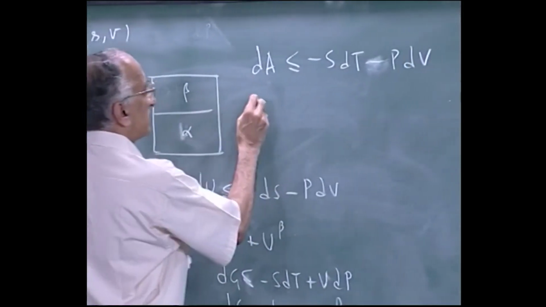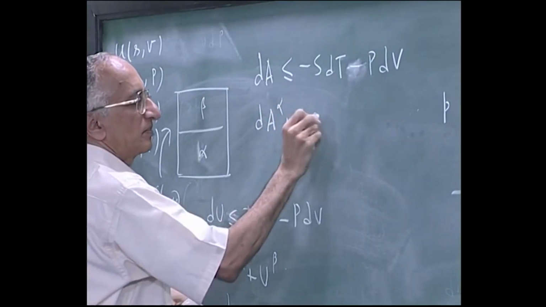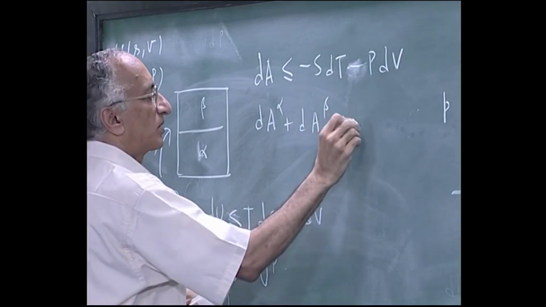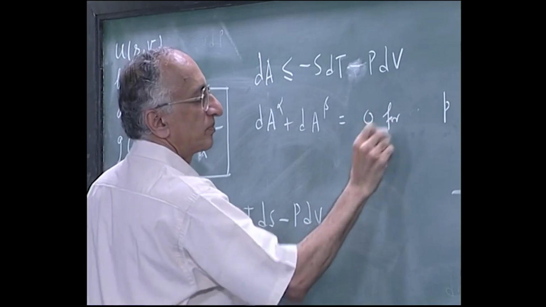So if I have this, then I have dA alpha plus dA beta is equal to 0 for equilibrium.